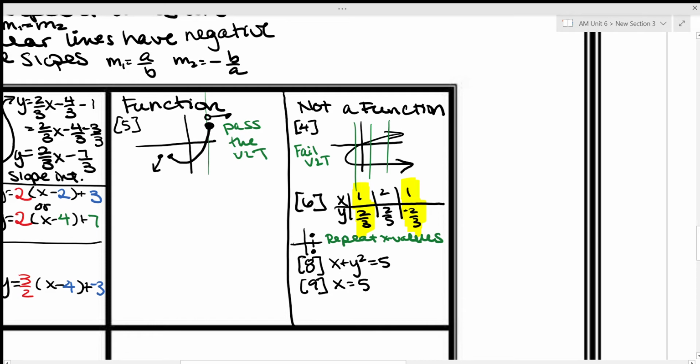Okay, so it cannot be a vertical line, which is x equals 5. Yep. And it cannot have a y squared. That gives you repeat x values with different y values. Okay, so the other 2 then end up being in the function category because they don't have those things. No, not 8, 10.